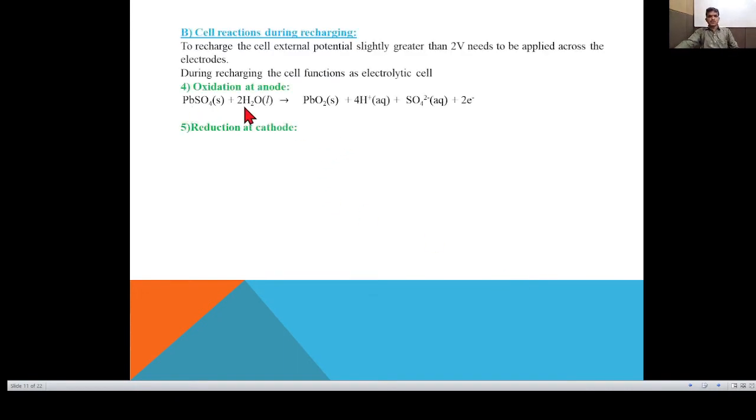PbSO4 plus 2H2O gives PbO2 plus 4H+ plus SO4 2- plus 2e-. What is the reaction at the cathode? The reaction takes place at the anode during discharging of the cell, which takes place in a reversible manner. What is the reaction? PbSO4 plus 2e- gives Pb plus SO4 2-.